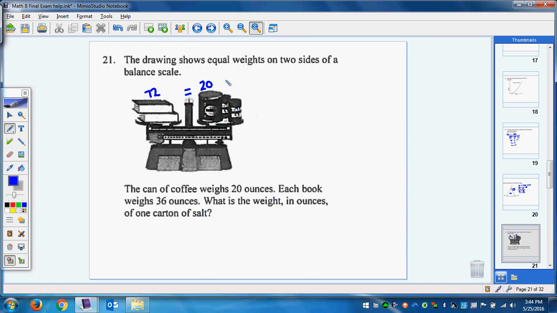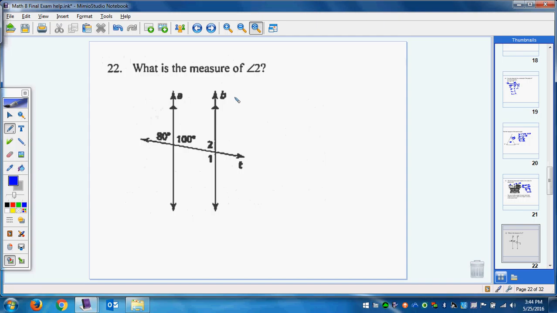So I've got 2 cartons of salt, so that is my 2x. So I really just have an equation that I need to go ahead and solve. Actually, let me go ahead and switch sides while I'm here. Keep the order still. 20 plus 2x equals 72. Subtract 20 on both sides. 2x is equal to 52. Divide by 2. So that means x is going to be 26, which is 26 ounces for each carton of salt.